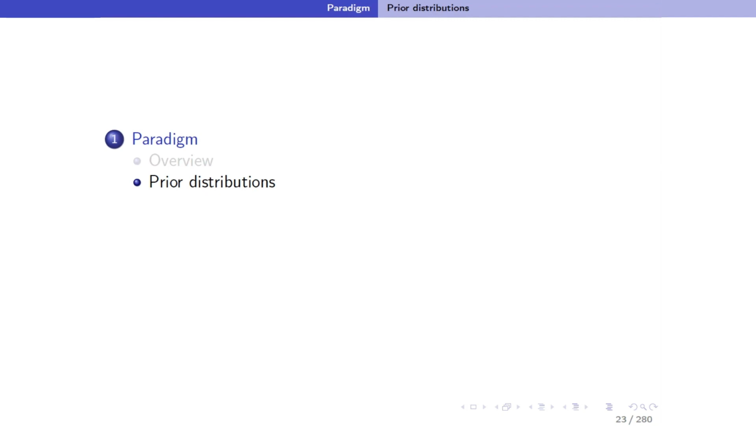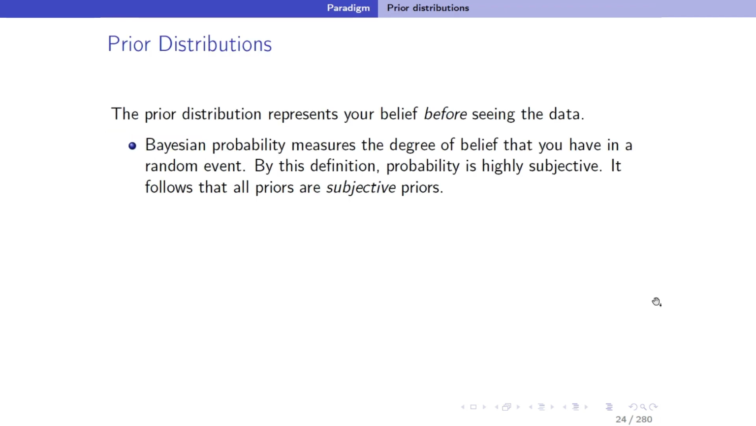So next we will talk about prior distributions, which is an important aspect of Bayesian analysis. Prior distribution, as we mentioned earlier, represents your belief before seeing the data. It's what you believe in. And Bayesian probability measures the degrees of belief that you have in a random event. So by this definition, probability is subjective. There's no way to go around it.